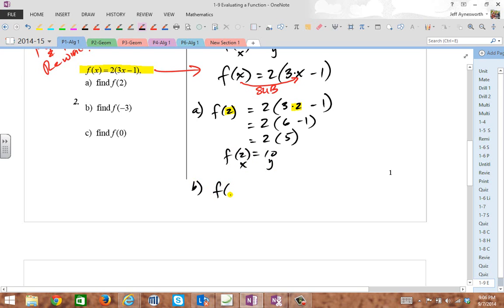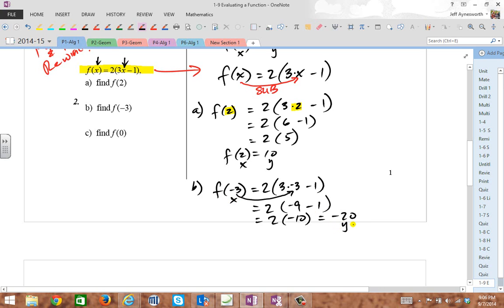The next one, f of negative 3. Well, I have to substitute it right here. This is where my variable is. So it's 2 times 3 times negative 3 minus 1. I substitute it in here, and I figure it out. 3 times negative 3 is negative 9, minus 1, and that's 2 times negative 10, which has got to be negative 20, right? So when x is negative 3, y is negative 20, and that's all there is to it.